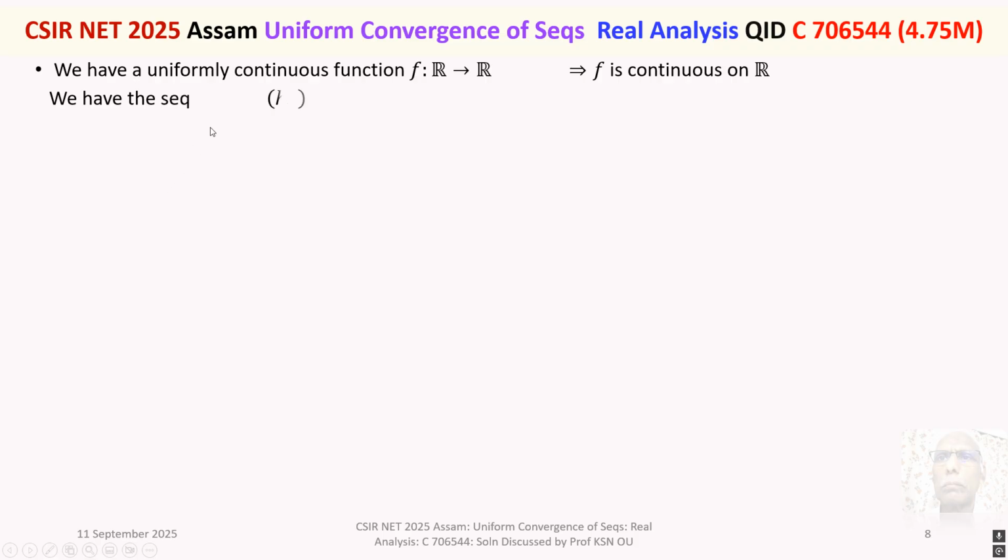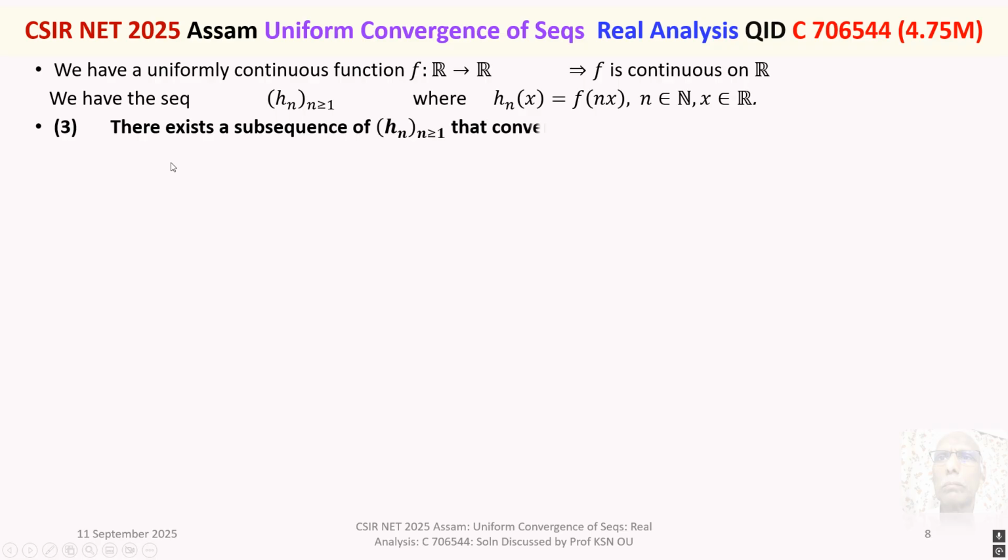Right. We have the sequence h_n, where h_n(x) = f(nx), n belongs to N, x belongs to R. We come to option 3. There exists a subsequence of h_n, n greater than or equal to 1, that converges uniformly on R. Right. We give a counter example.